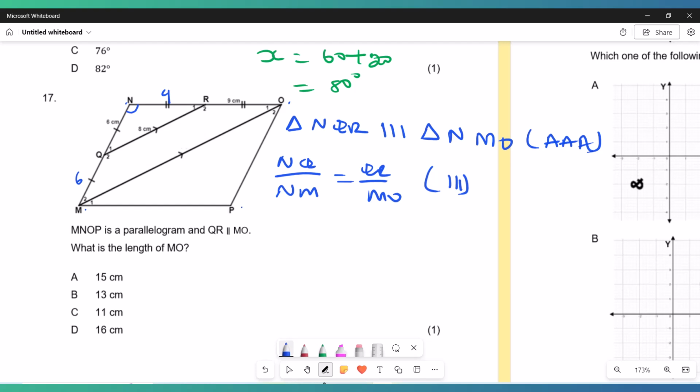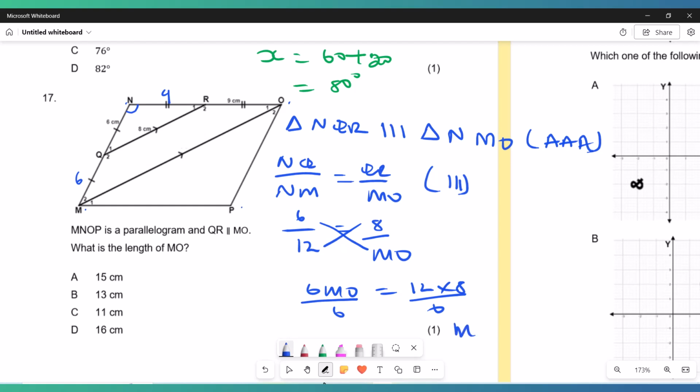We know NQ is 6, so that'll be 6 here. What about NM? 6 plus 6, which is 12. That equals QR, that is 8, divided by MO. If I cross multiply, I'm going to get 6MO equals 12 times 8. Divided by 6, my MO equals 16 with the calculator. So the answer is D.